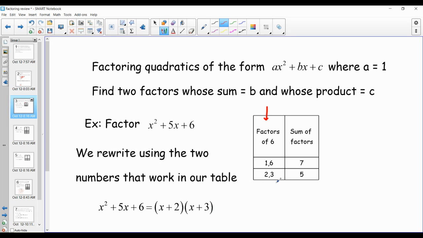So we found the two that worked, right? 2 times 3 is 6, 2 plus 3 is 5. This is what we're looking for as the sum. Our sum here was 5. That's b, right? This is our b on this side, and this is our c. 2 and 3, 2 times 3 is 6, 2 plus 3 is 5.